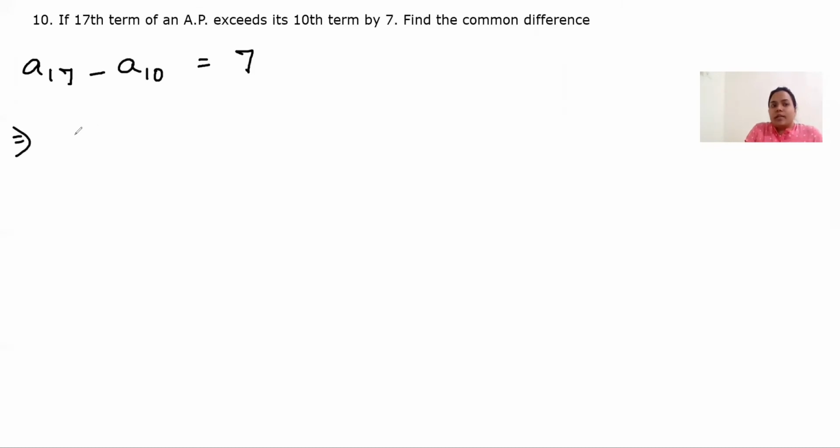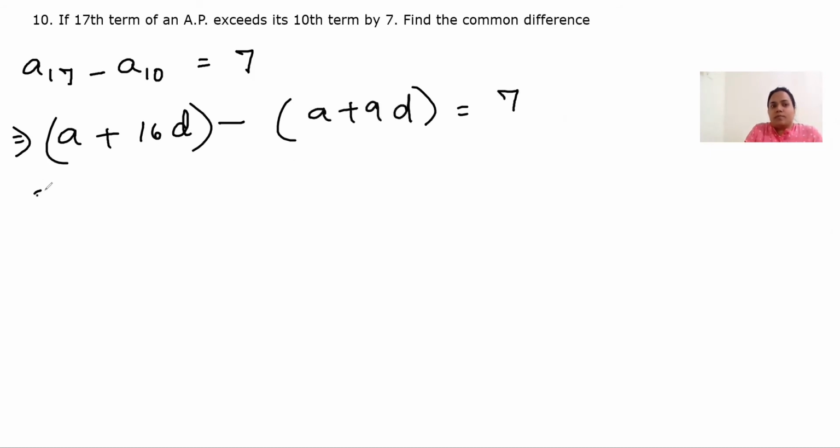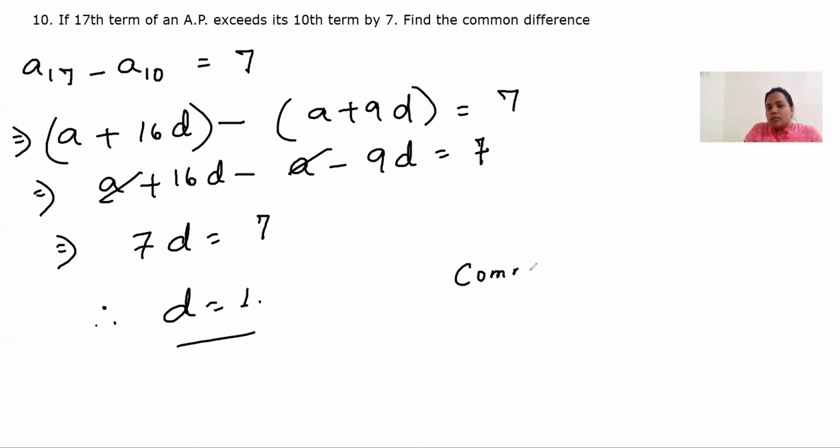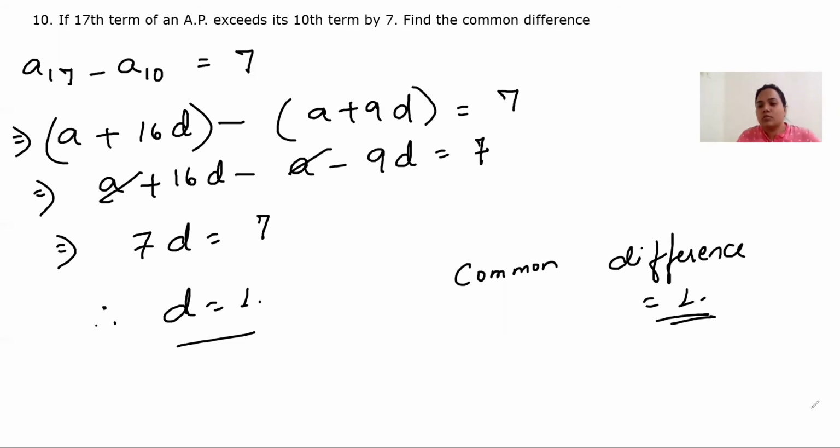Okay, so A17, that is equal to A plus 16D, minus A10 is equal to A plus 9D. This is equal to 7. This will be equal to A plus 16D minus A minus 9D is equal to 7. A and A will get cancelled. 16D minus 9D is 7D. 7D is 7. D is 1. So the common difference is 1. Fine. Easy question it was.